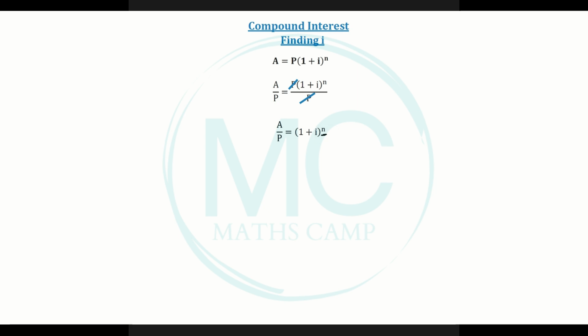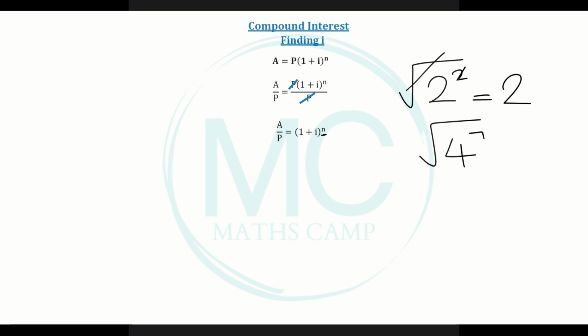The next thing we need to do is to move this exponent of n. When working with exponents, we found that if we root the term by the same value as the exponent, the root and the exponent cancel each other out. As an example, if we have 2 squared under a square root, the root and the exponent cancel, and we're left with 2. If we have 4 to the power of 7 under root 7, the root and the exponent cancel, and we're left with 4. So let's do this now. Let's say root n on this side and root n on that side.